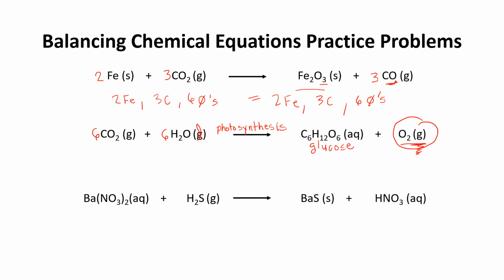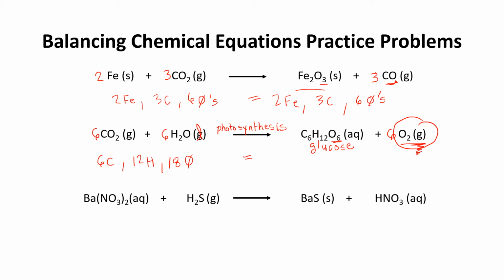So I have 6 right here, 6 oxygens right here. And so all I have to do is put a 6 right here, and that gives me 12 oxygens. So 6 times 2 is 12, plus 6 is 18, and voila, there we go. We are balanced, guys. So we have 6 carbons over here, we have 12 hydrogens, and we have 18 oxygens on this side.